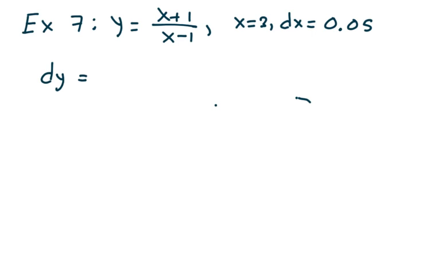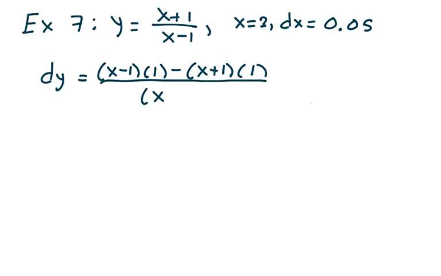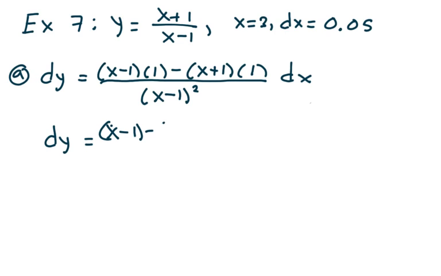So dy, we're going to take the bottom function, which is x minus 1, times the derivative of the top function, which is 1. We're going to subtract the top function times the derivative of the bottom function, which is 1, and we're going to divide by the bottom function squared. But again, don't forget, you got to attach that dx there. We're computing a differential. And so dy is x minus 1 minus x plus 1 divided by x minus 1 squared dx.